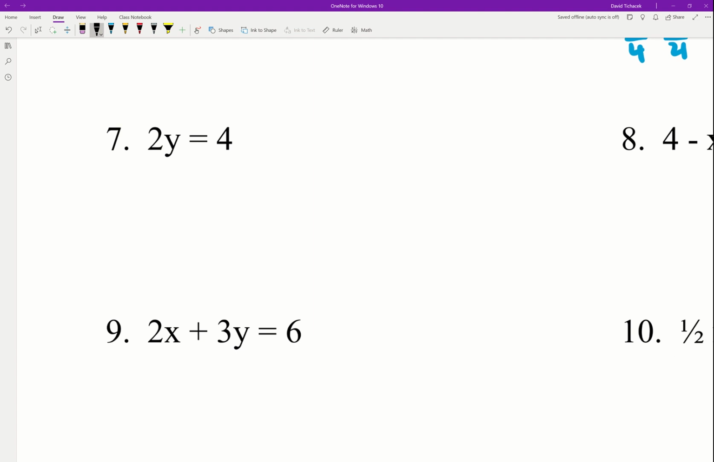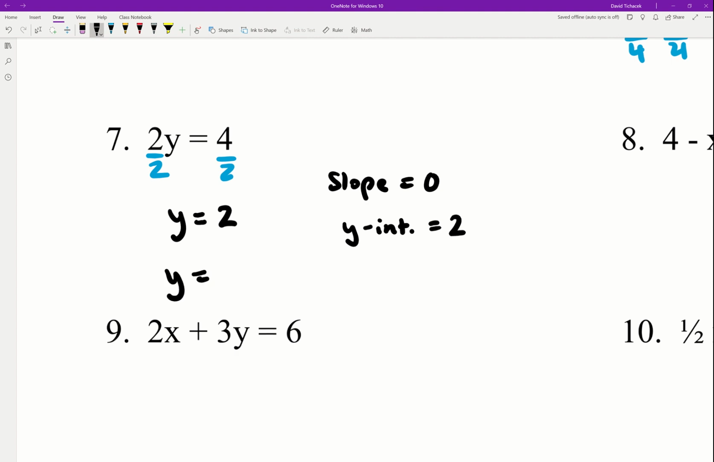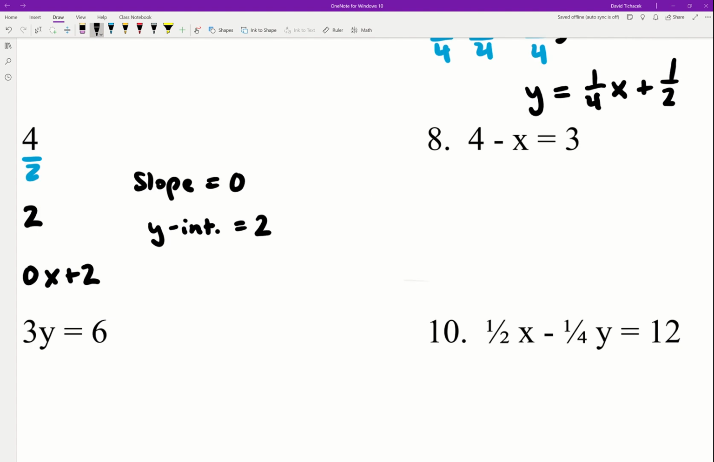You might have an equation that looks like this in number 7, so it just has a y in it without an x, but that's no problem because if we divide both sides by 2, we see here that this is going to end up being y is equal to 2, and of course that is a horizontal line, and so the slope of any horizontal line is always going to be 0, and the y-intercept for any horizontal line is just going to be whatever that number is that is equal to y here, so that's going to be 2. A way to see that would be to rewrite this as y is equal to 0x plus 2, and then pick out your m and your b.